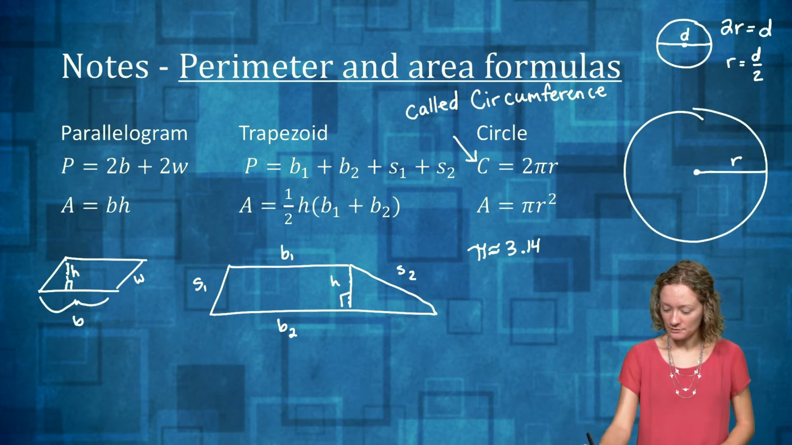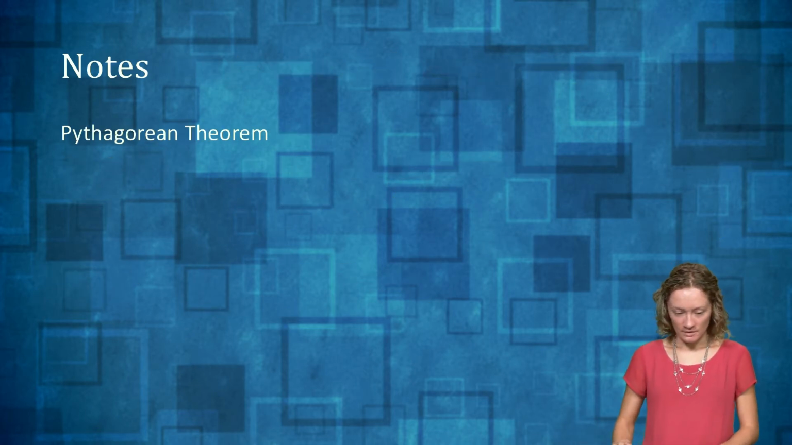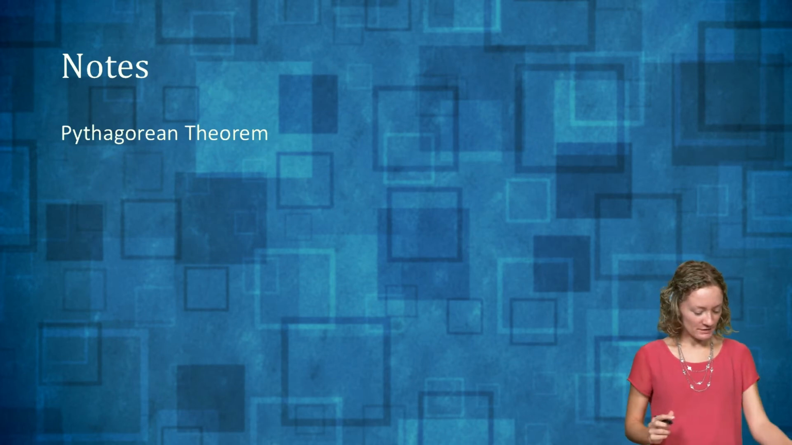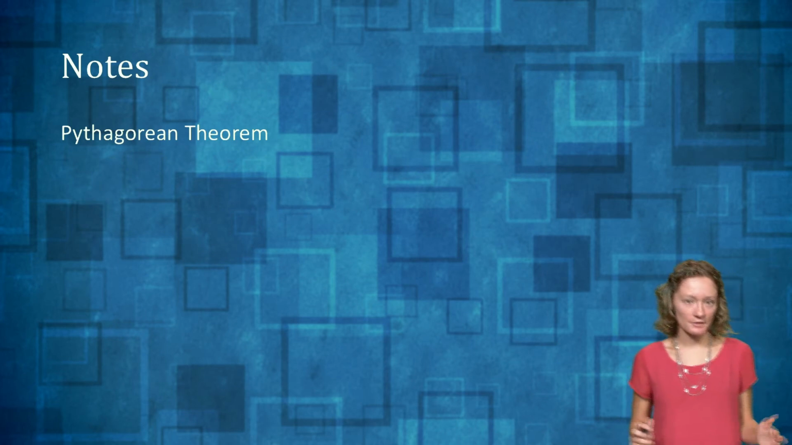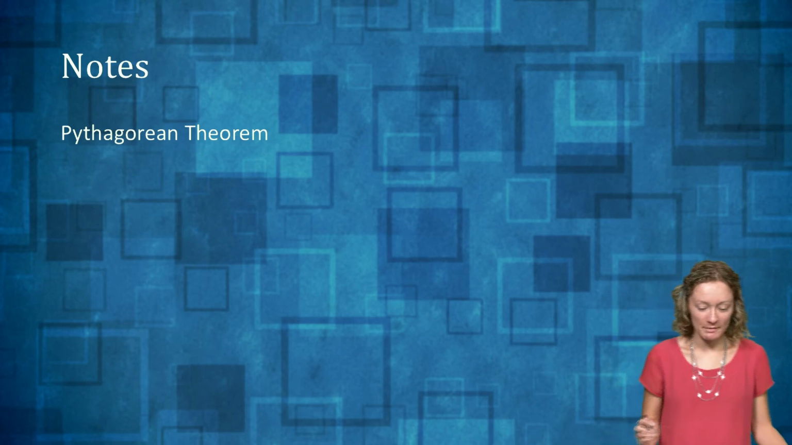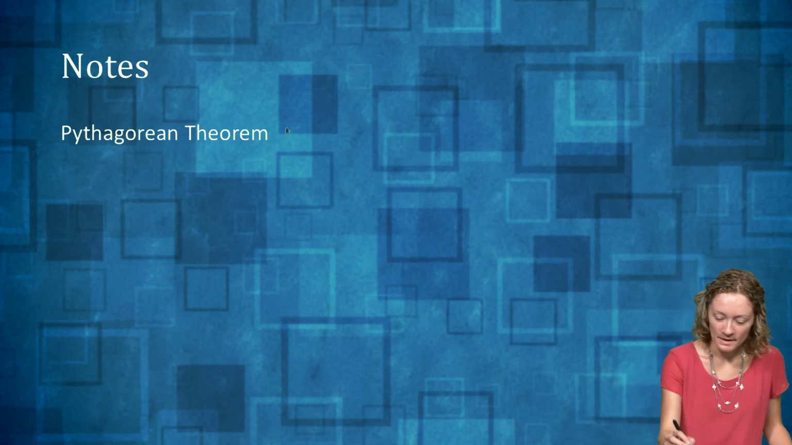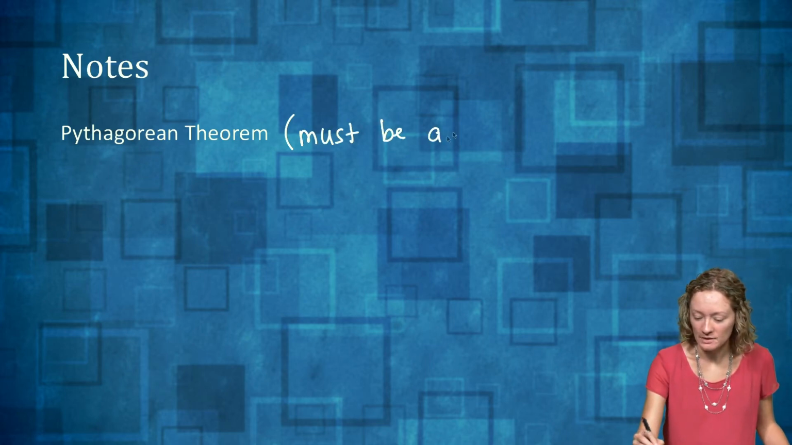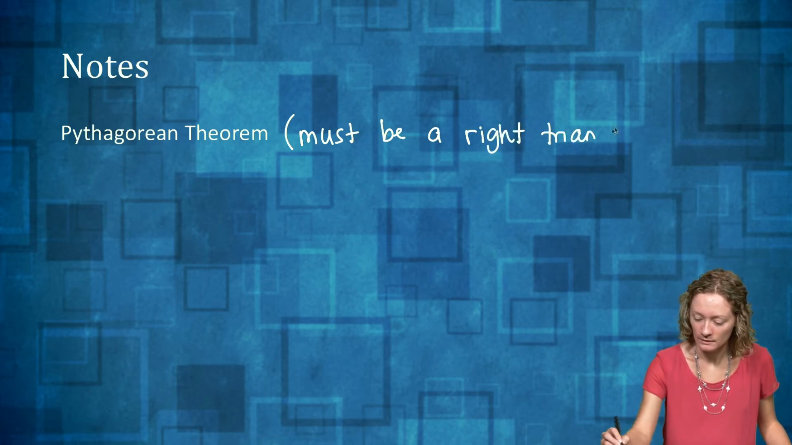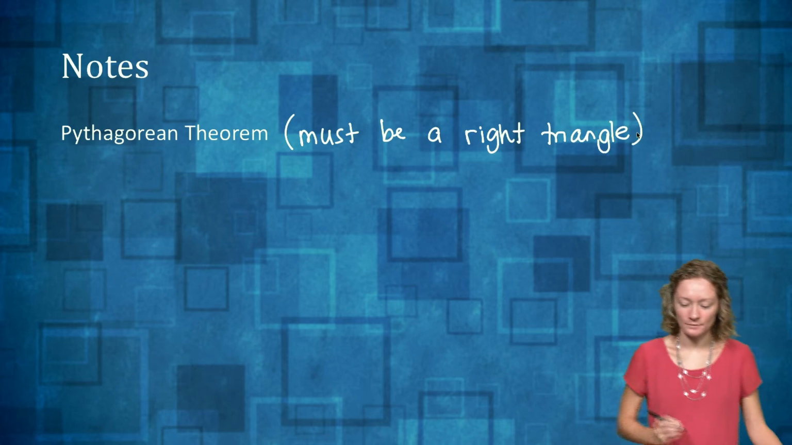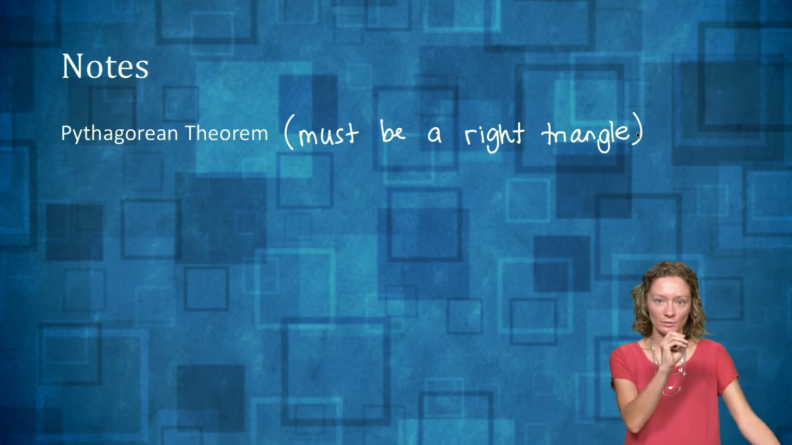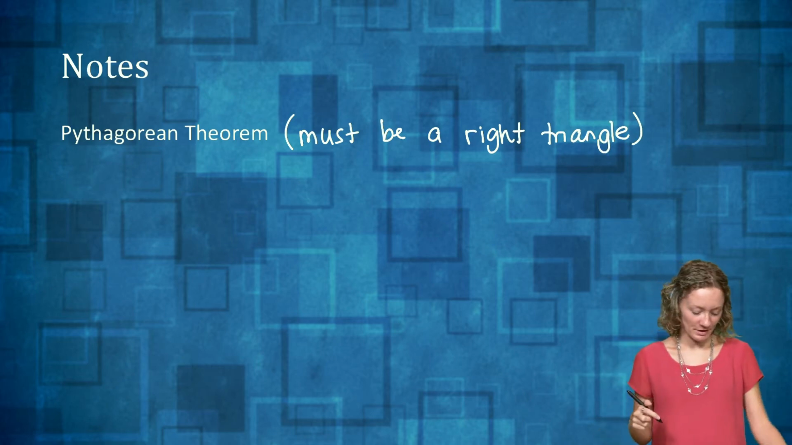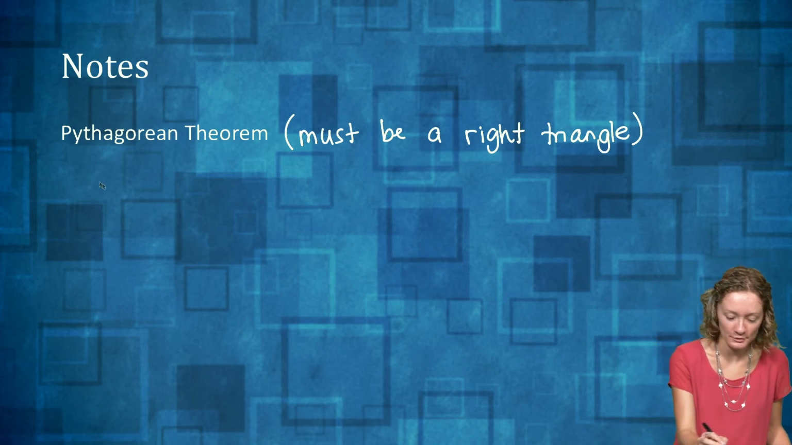All right, so here are these formulas. We've got just one more, the Pythagorean theorem. This one isn't necessarily perimeter or area. This is just to be able to find sides of a triangle. Pythagorean theorem only works when we have a right triangle. Must be a right triangle. And you'll know that it's a right triangle when you see the little box in the corner somewhere in the picture. Or maybe it's noted for you.